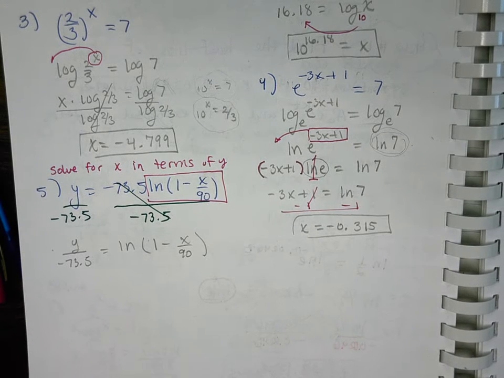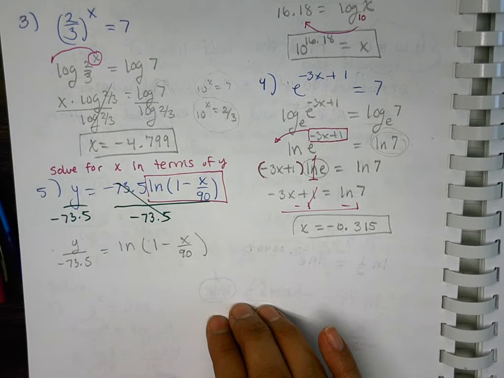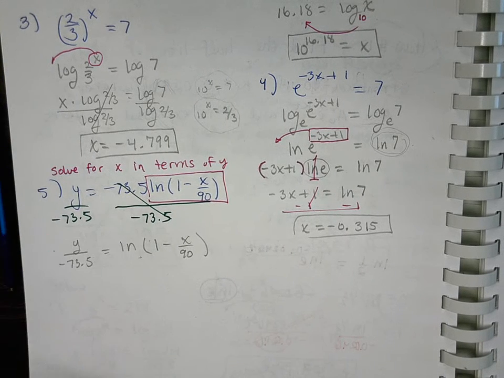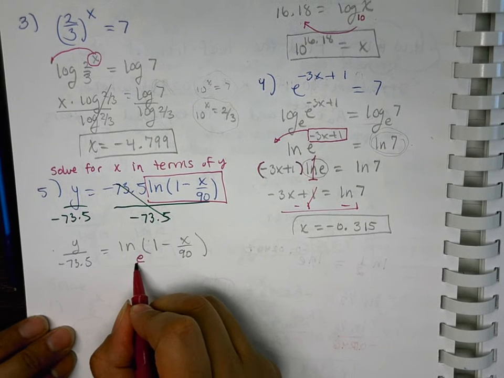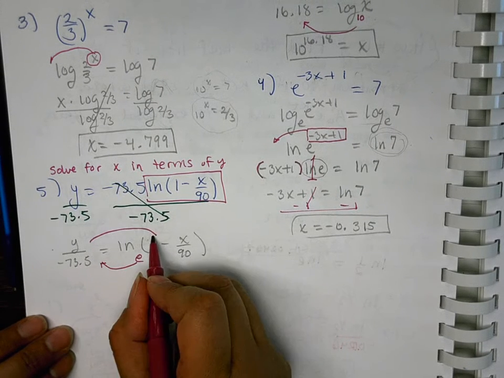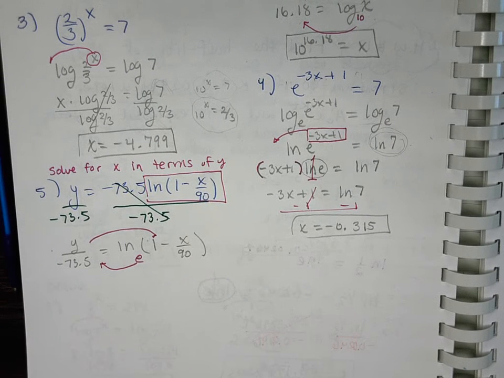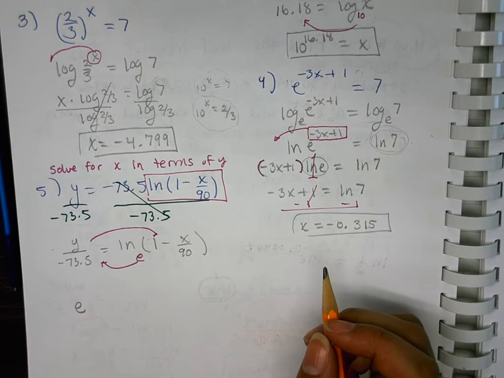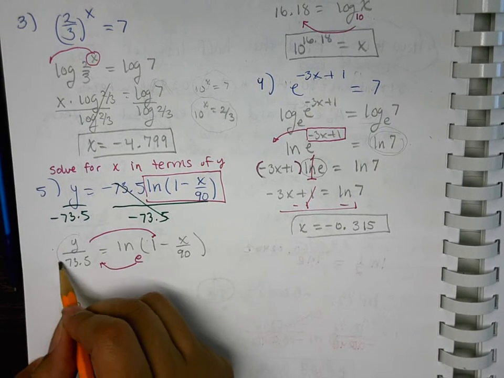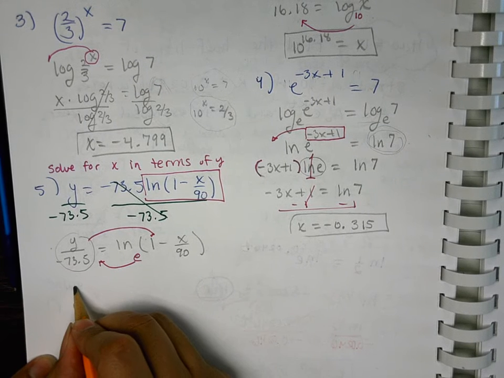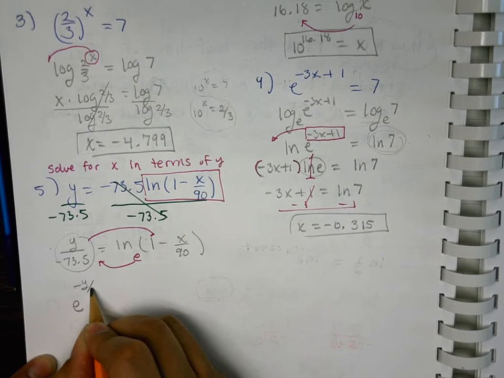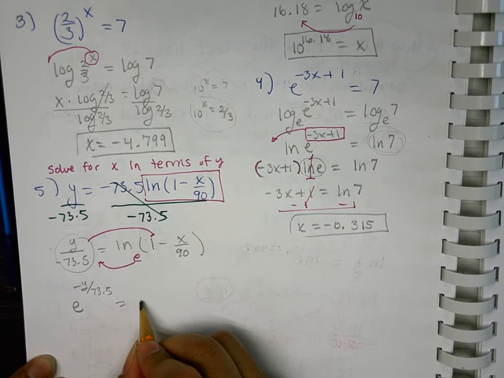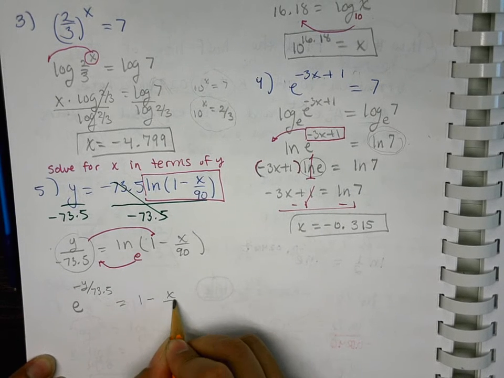Did I get the log by itself like I wanted to? All right, so what's the base here that I don't see? E. So I'm going to do e raised to that equals that. We're rewriting in exponential form. E raised to what power? I'm going to move that negative up. You don't have to. Negative y over 73.5 equals 1 minus x over 90.